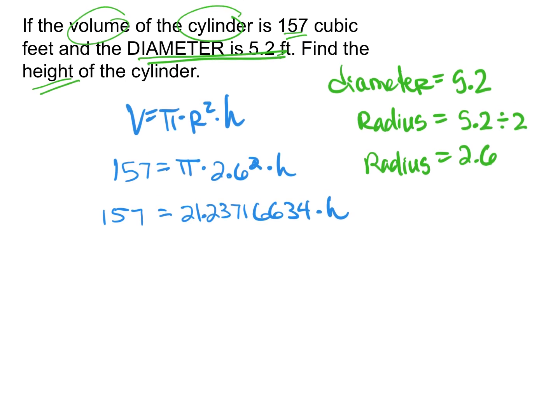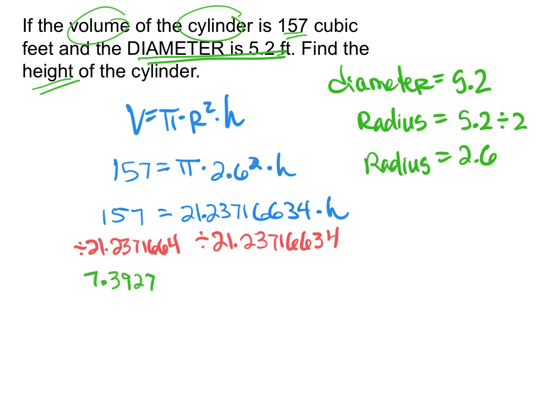And we are going to go ahead and divide by the 21.2371664. So I'm putting in your calculator 157 divided by 21.2371664. So our answer on that is 7.39270019, which is our height.